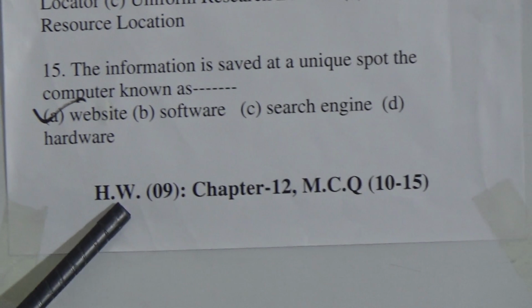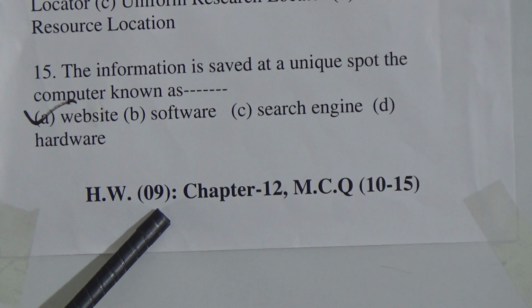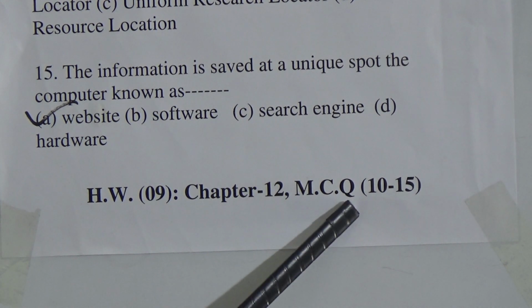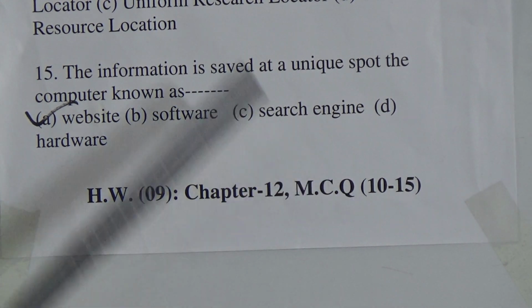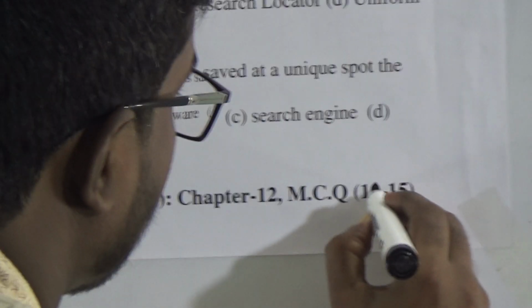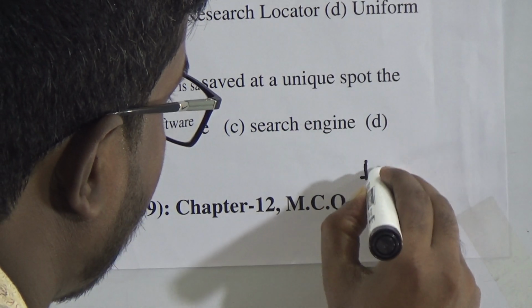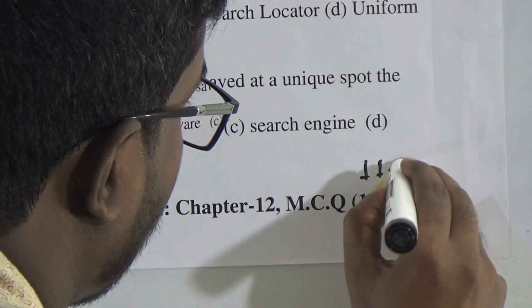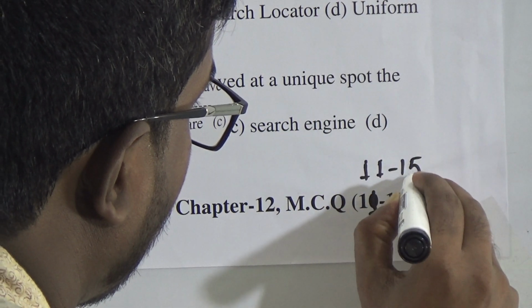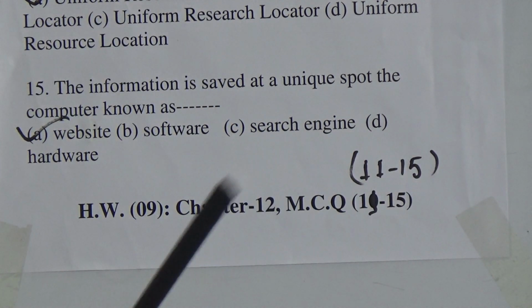Now we have a homework. So look here, it is homework number 9, chapter 15, MCQ 10 to 15. Now it will be 11 to 15. That means 11 to 15 I am writing here. This is the 5 MCQ homework.